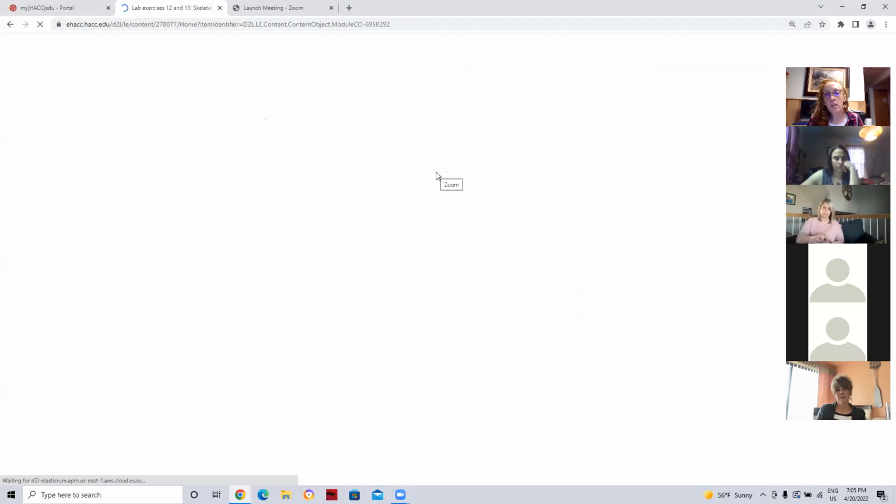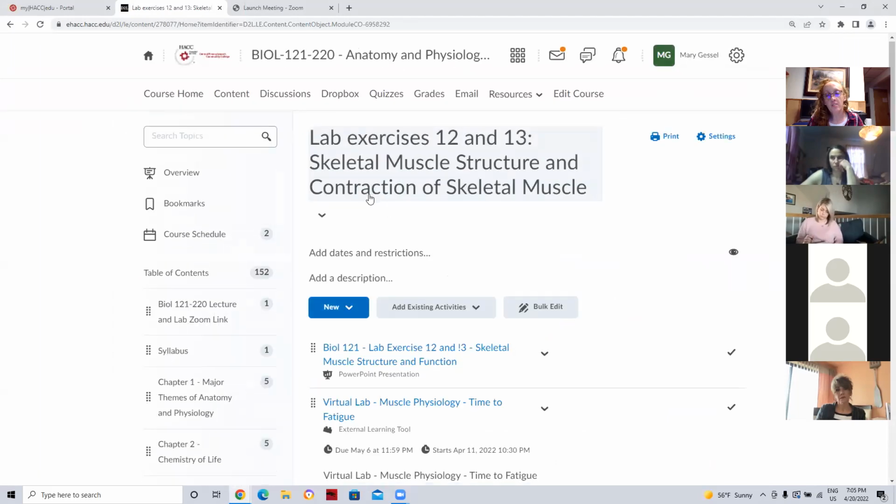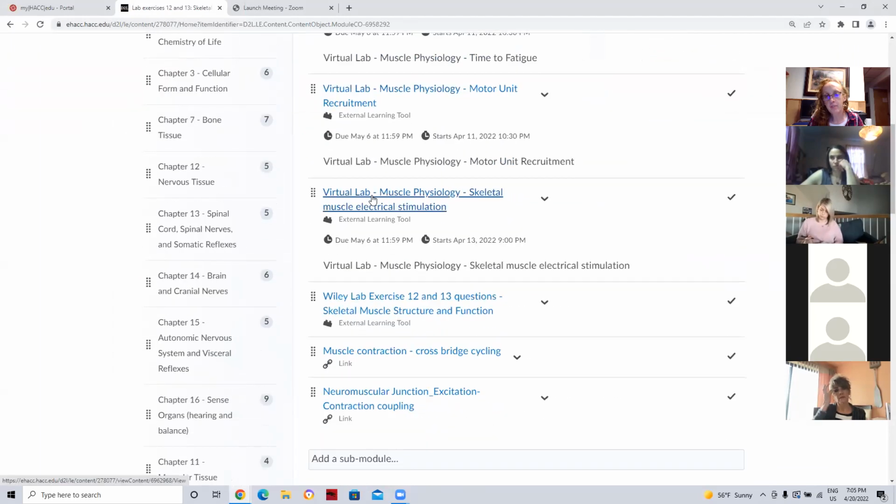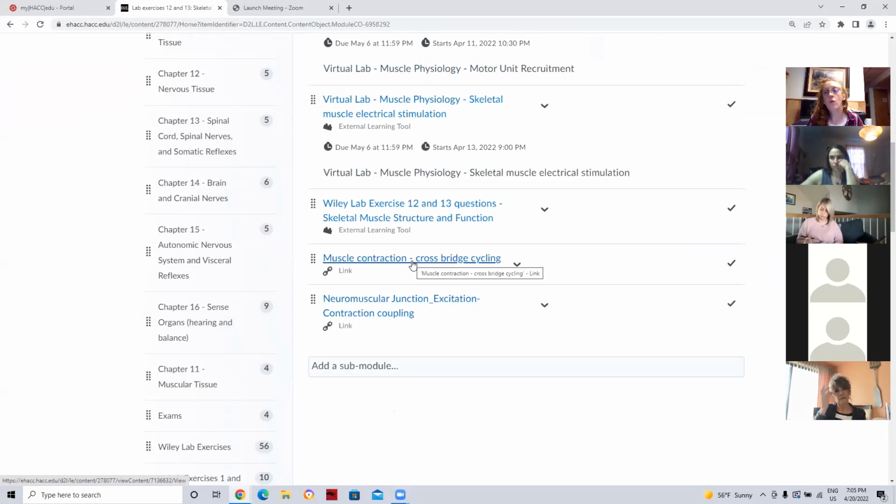So this first one is just talking about this sliding filament theory or cross-bridge cycling. When the myosin binds to the actin, this is called cross-bridge cycling, having to do with the ATP breakdown.